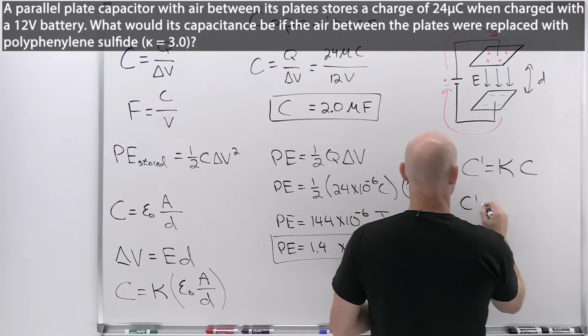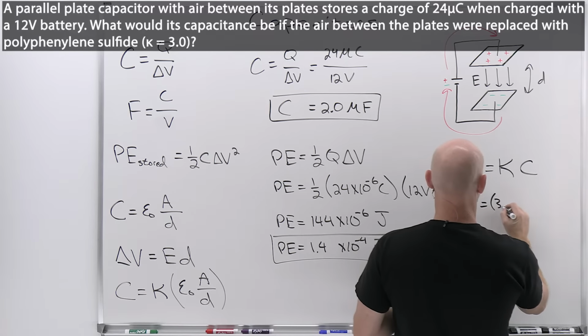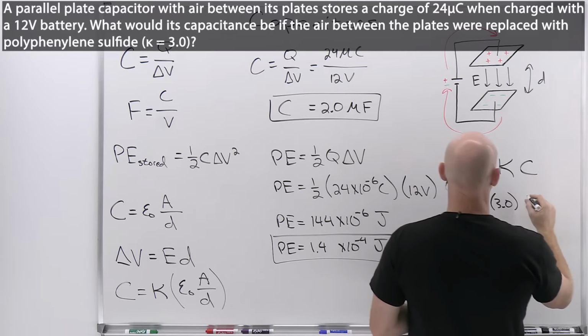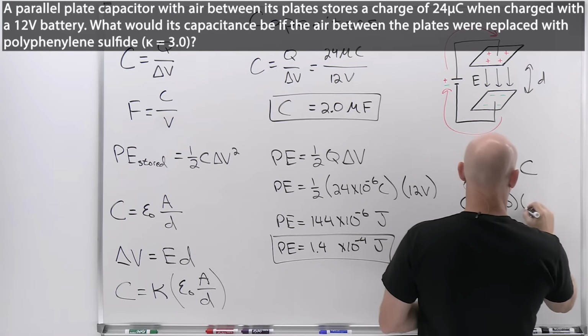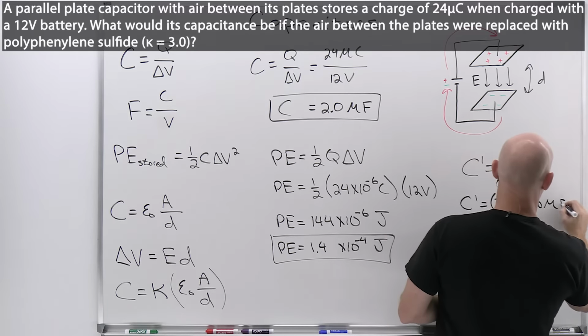So in this case, we could just take that kappa of 3.0, that dielectric constant, and then times the original capacitance of 2.0 microfarads.